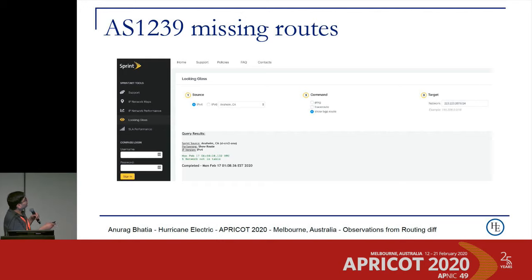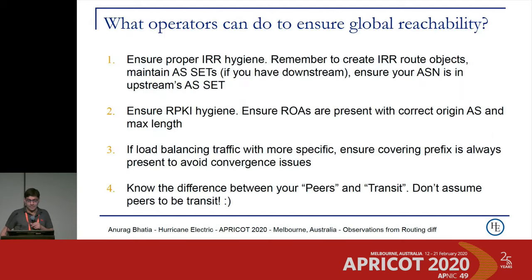Here's a quick lookup from Sprint Looking Glass for one of the routes. It's just not visible. I did this lookup just 2 days ago. Even after 3 months, it's still not visible. So it seems like some kind of permanent misconfiguration or something of that sort.